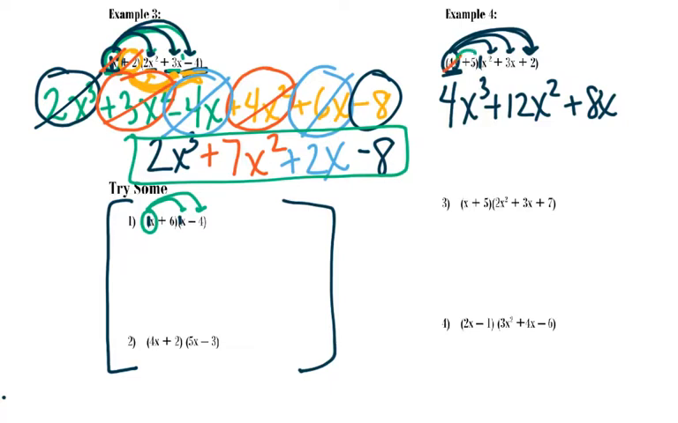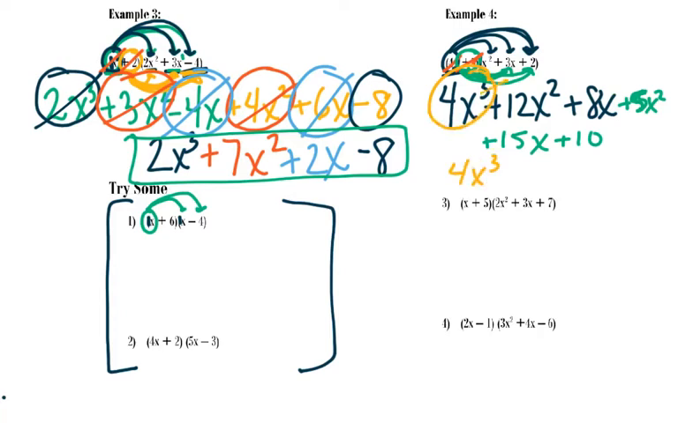Next term, positive 5. I send this 5 to each of my terms. 5 times 1 is 5 with an x squared. 5 times 3 is 15 with an x. 5 times 2 is 10. Distributed, the second term. Final answer, combine like terms.